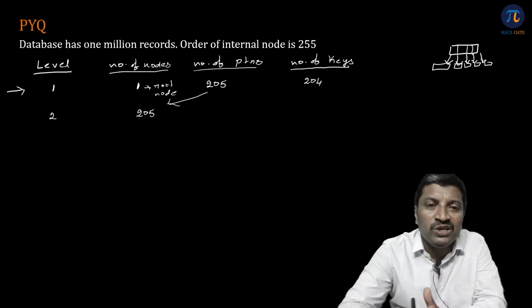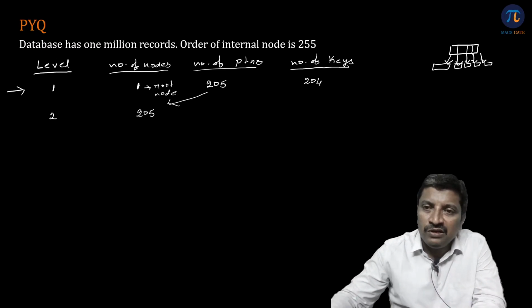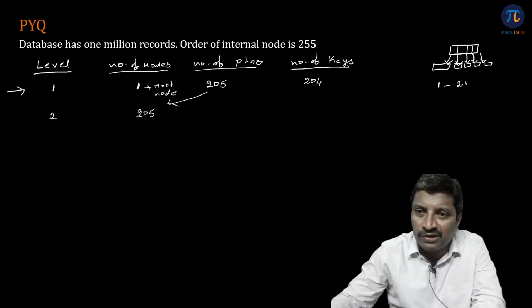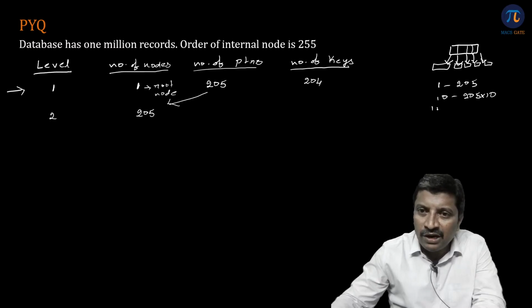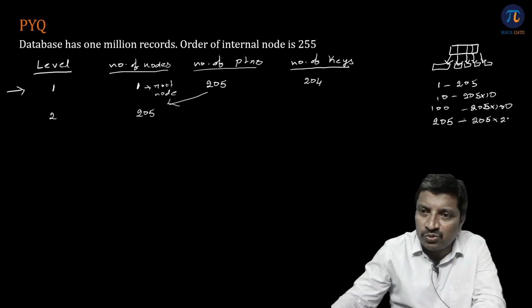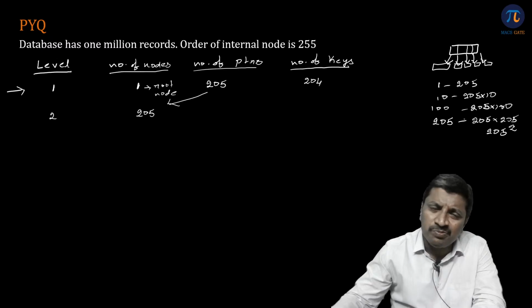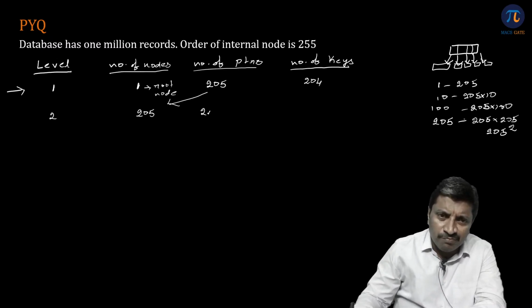Now, one node has 205 pointers. 10 nodes will have how many pointers? 205 into 10. 100 nodes will have 205 into 100. If I have 205 nodes, how many pointers will I have? 205 into 205. In total it will be 205 square. So the number of pointers is 205 into 205.